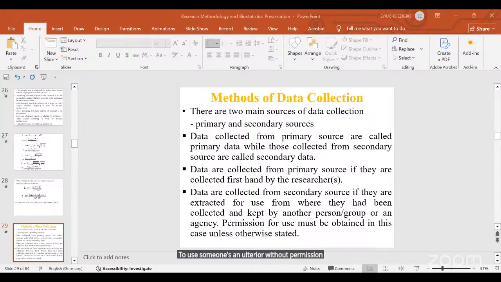Is that clear? So when we are looking for a secondary source of data, the first thing that we must establish is that the data is available for use, that I can use it to do whatever I want to do with it. If it is not available for use, then I must go to that agency to get permission. I hope it's clear.